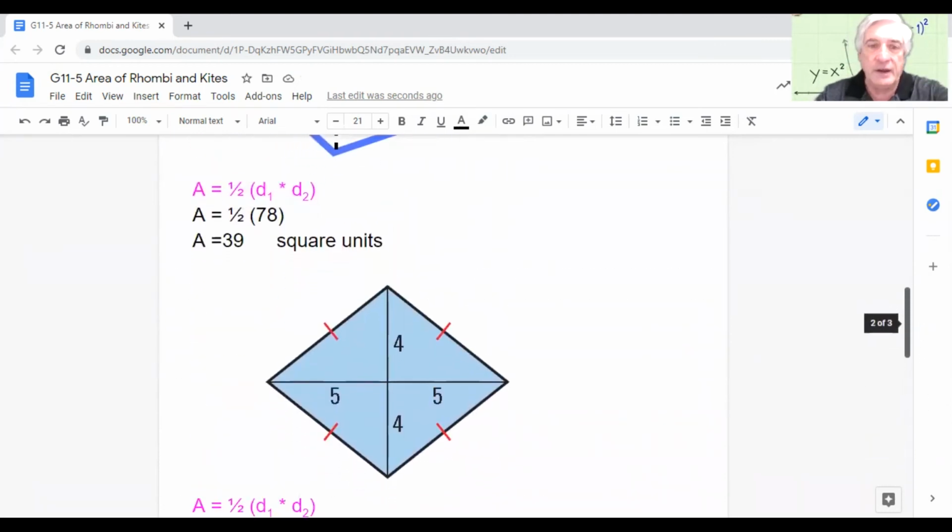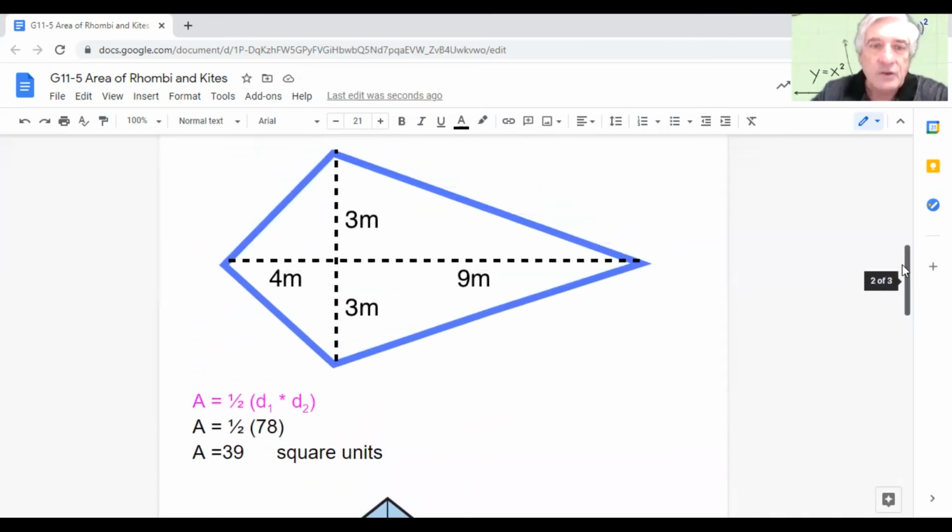Now, once again, you find this diagonal. You find that diagonal. You multiply them together, you take half. Sometimes a diagonal part might not be there. If they gave you a 5 out here and didn't give you the 4 m, you'd use the Pythagorean theorem like we did with the triangles to find the missing diagonal parts. Because you do have 4 right triangles in that kite.